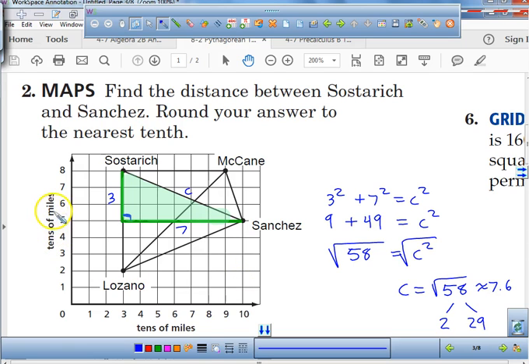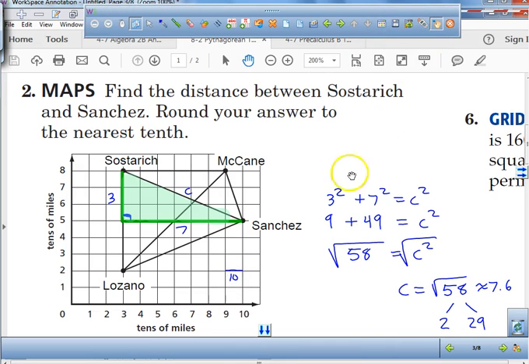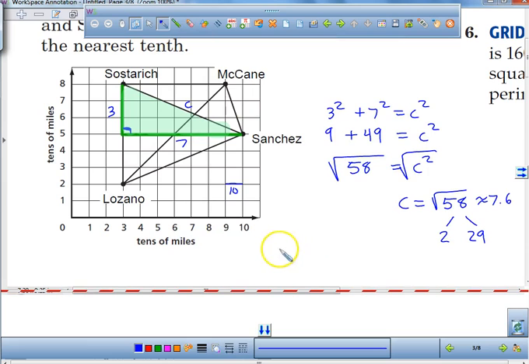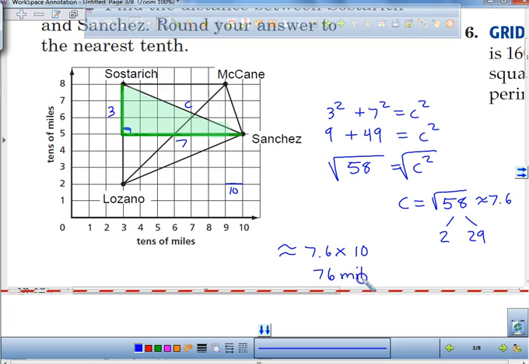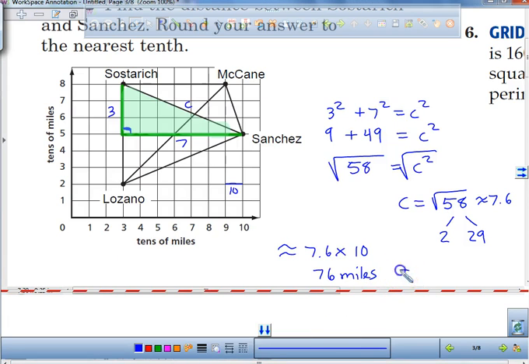But look what it says. It says tens of miles. Tens of miles. So what does every single tiny unit represent? A 10. So that's 10 miles. So wow, how far away are they? Approximately 7.6 times 10. So you got about 76 miles. If you wanted to be a little bit more accurate, you could say 76.2 miles. And that's your answer.